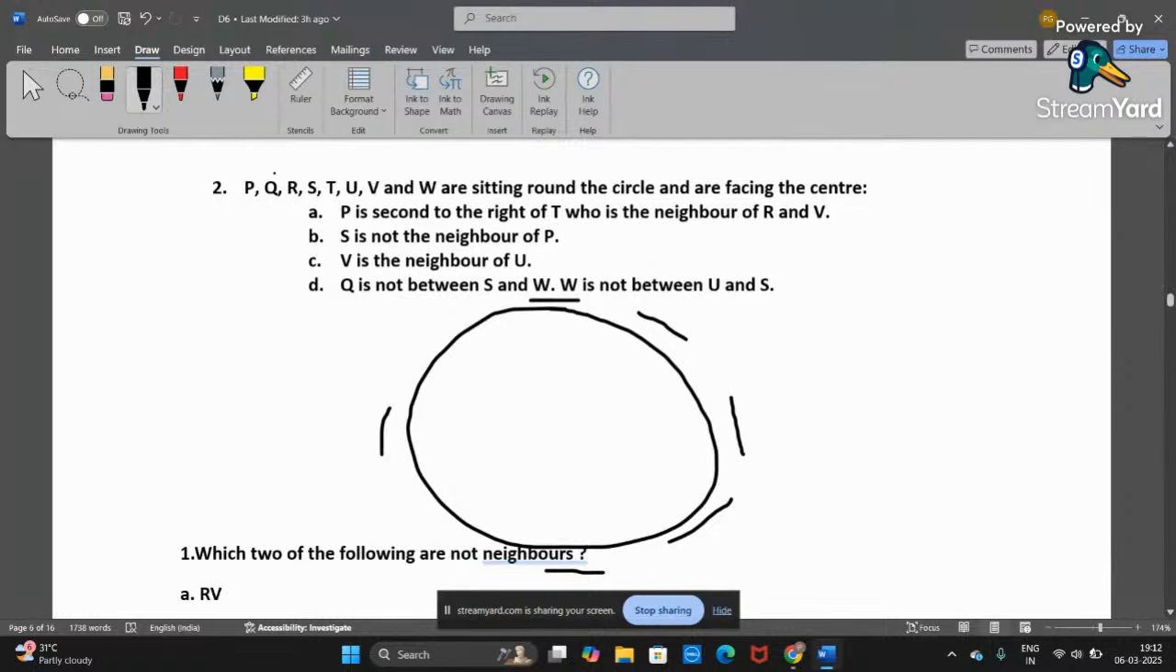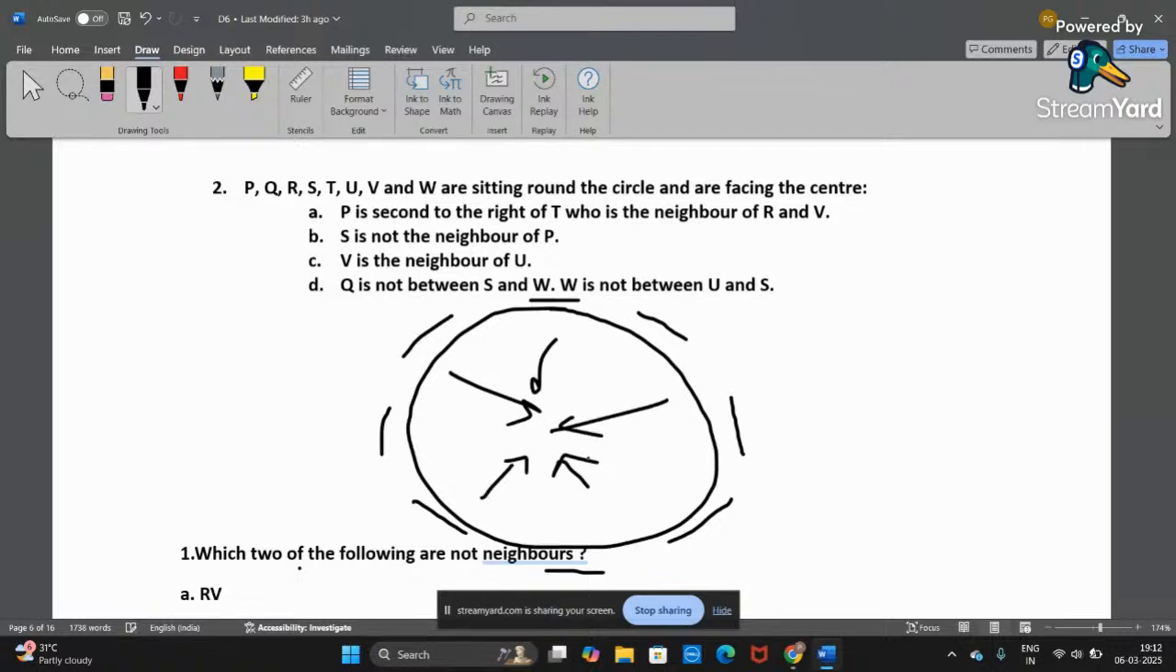What are the placements? Here and here. There are 8 placements and all are facing towards center. That means like this. Right, they're facing towards center.